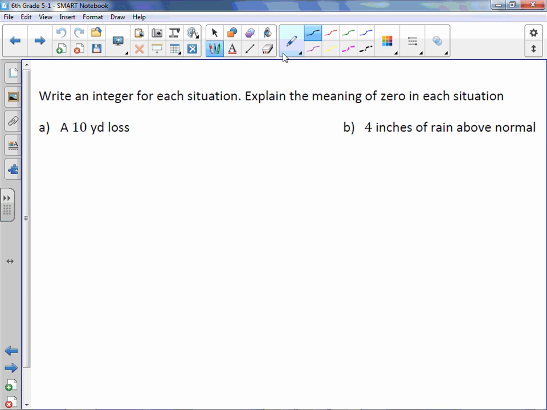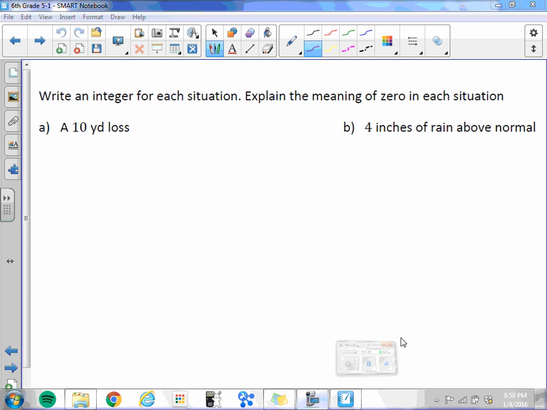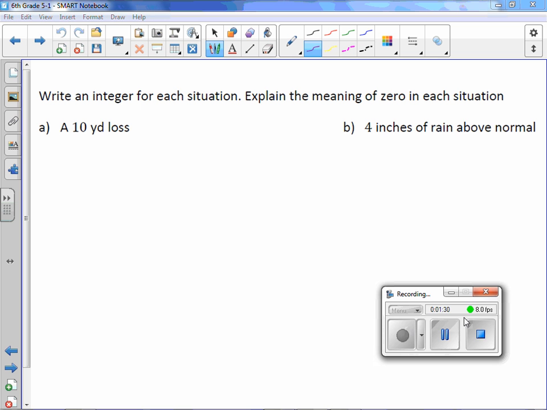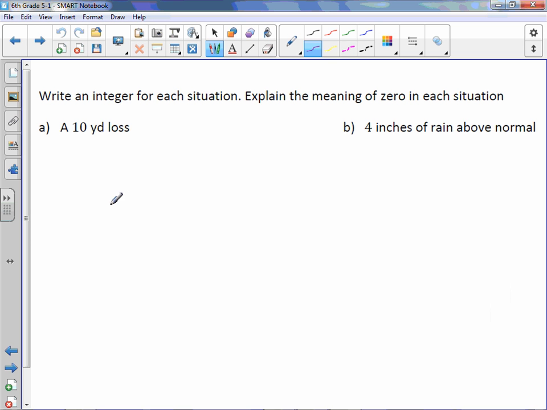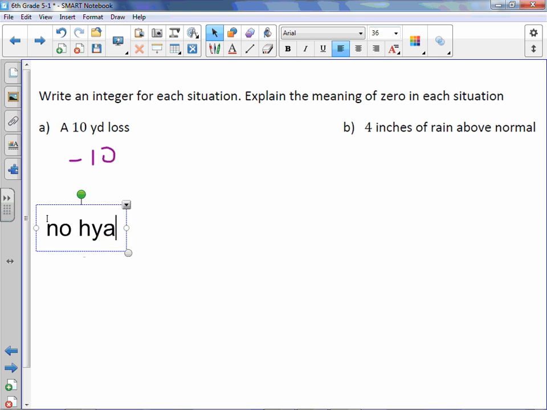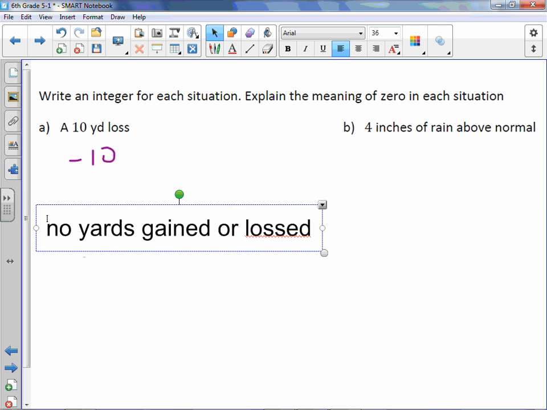Write an integer for each situation. Explain the meaning of 0 in each situation. A 10-yard loss. You're losing 10 yards, so it would be a -10. Now 0 in this situation, if I were to have the number 0 yards lost, would represent no yards gained or lost.